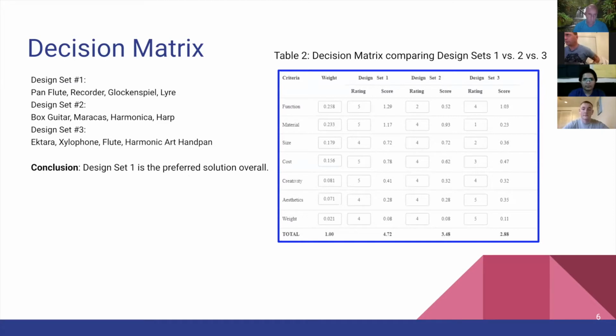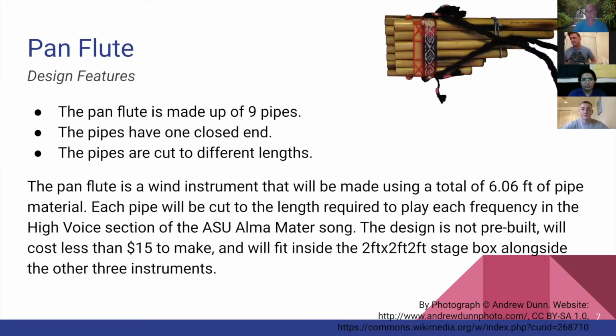Ultimately, we came up with 3 different designs consisting of 4 different instruments per design. Based off of the AHP criteria, the weight was assigned, and a rating was given to each design and criteria. Design number 1, consisting of a pan flute, recorder, glockenspiel, and lyre, is what we chose, and the following are their descriptions. The pan flute is a wind instrument that is made up of 9 pipes. The pipes have 1 closed end and are cut to different lengths. The different lengths are required to play each frequency in the high voice section of the ASU Alma Mater song.